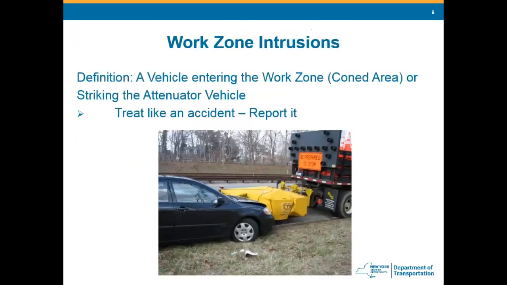Work zone intrusions, just what it sounds like. A vehicle is going to enter our work zone or our work area, and in this particular example, it's striking an attenuator vehicle. If something like this should happen on your job, it needs to be reported. It is an accident. We're going to talk about CIR a little bit. That's the Construction Incident Reporting System. I don't know the level of how many years in the group, if you've been here for 20 years and you're familiar with CARP, or if you've just started and all you know is CIR. But that is our incident reporting program. We'll talk a little bit more about that in a minute, too.